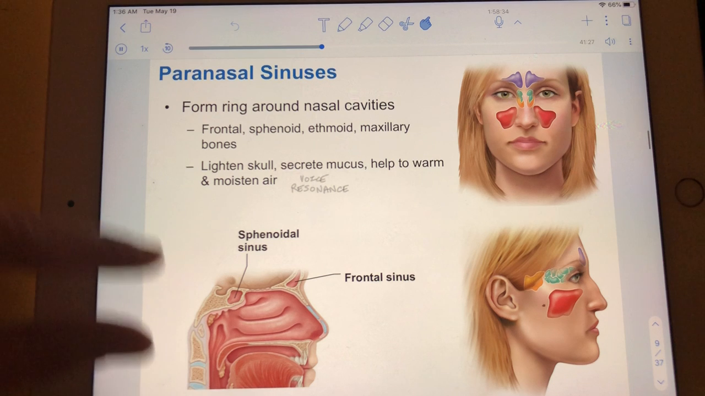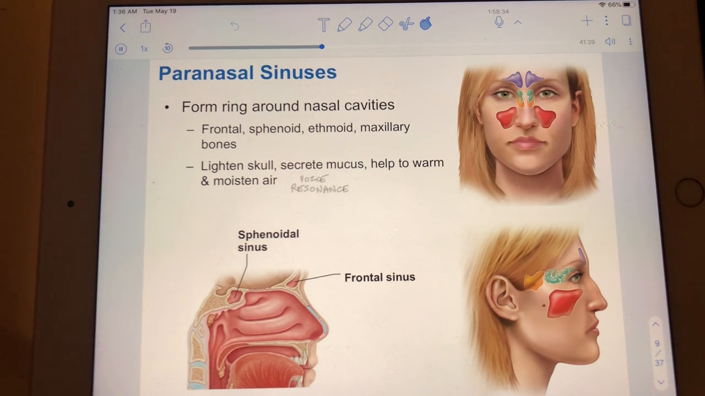Let's look at slide 10. The paranasal sinuses: frontal, sphenoid or sphenoidal, I don't care, ethmoid sinuses, or you could say ethmoid air cells, that makes sense to me as well, and maxillary sinuses, two of each. They help to lighten the skull, lighten the weight of the head, if you will. They do secrete mucus. They help to warm incoming air and moisten incoming air.